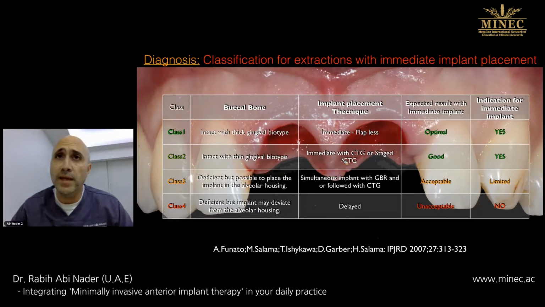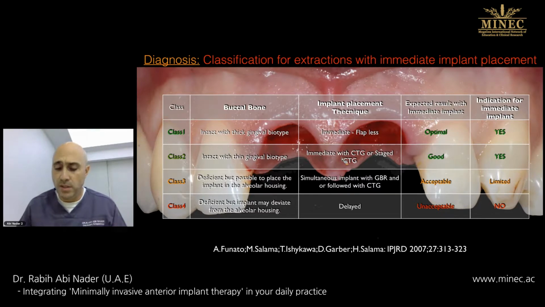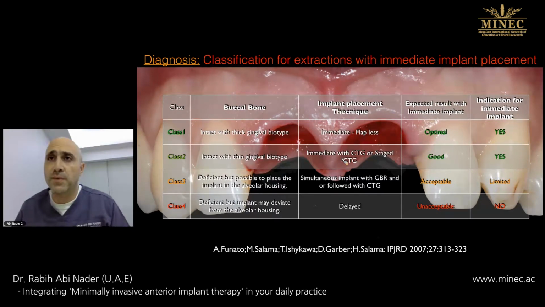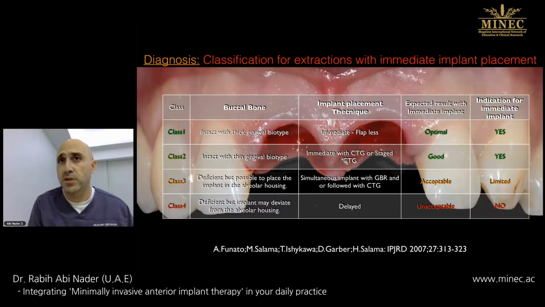So whenever you plan extraction and immediate implant placement, you have to inform the patient that you should also have a plan B, because at the time of the extraction, the buccal bone might break. You might not achieve good primary stability when you place your implant. So always you have to have a plan B. And your plan B is maybe socket preservation, maybe only temporization with a bonded temporary.